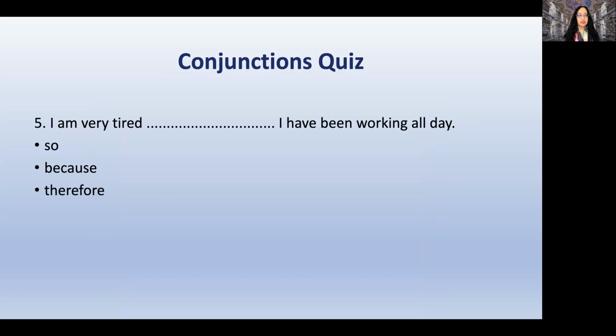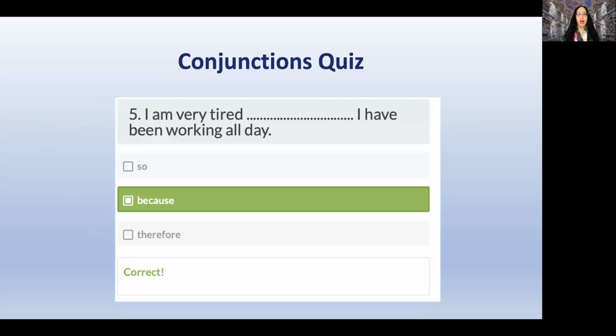What's the answer? I am very tired because I have been working all day. It's the reason. The reason is I have been working all day. That's the reason. I am very tired now. Okay, good job.